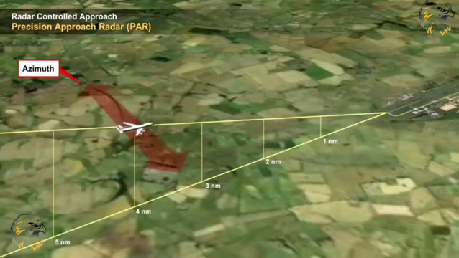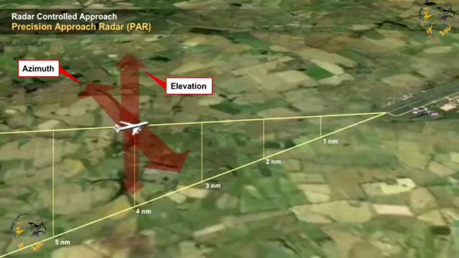The pilot will be passed azimuth, right or left of track or heading information, and elevation, on, above, or below glide slope.